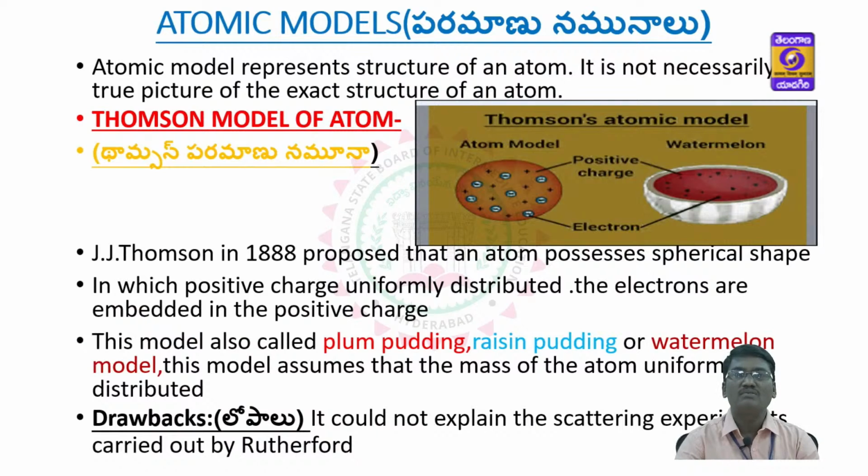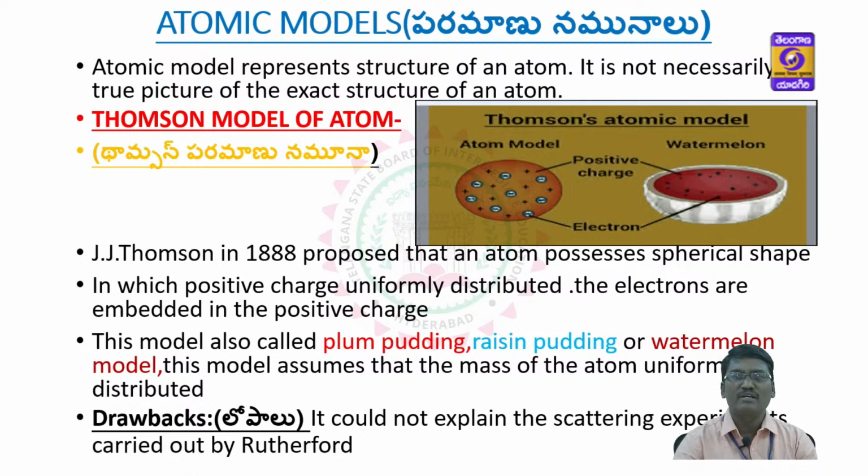Those are the fundamental particles of the atom. So how are these fundamental particles arranged in the atom? That arrangement was explained by different scientists with different models. The familiar models we are going to concentrate on now. How these fundamental particles like electrons, protons and neutrons are arranged in the atom is explained by the atomic model.